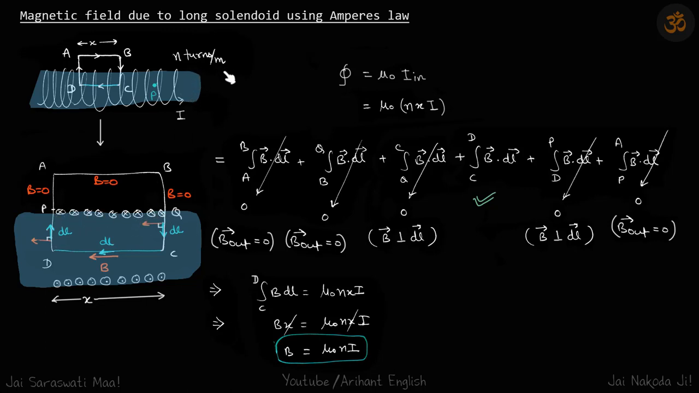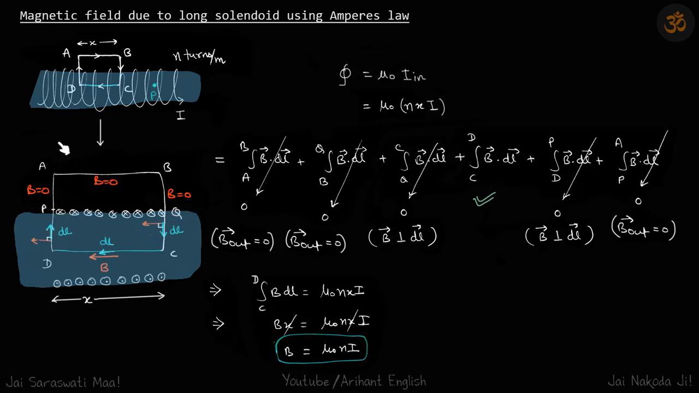So this is the I enclosed. It is n turns per meter, and the length of this path is x. So the current enclosed is n times x times I, because nx is the total number of turns, times I. So for this path, we'll break the integral into A to B, B to Q, Q to C, C to D, D to P, and P to A.